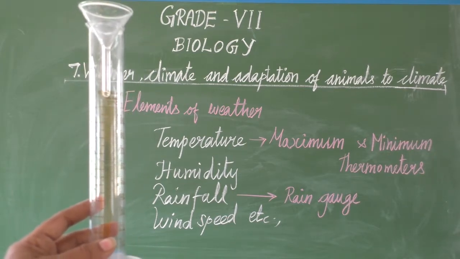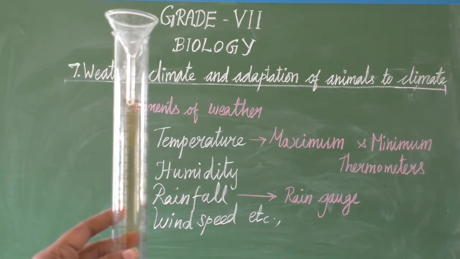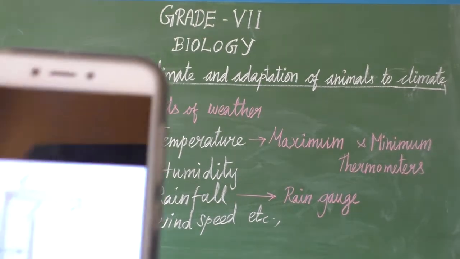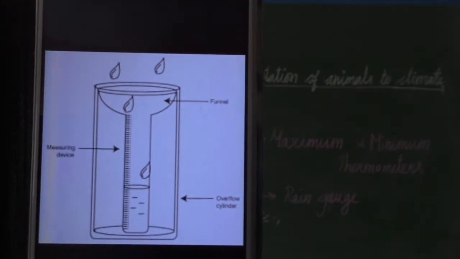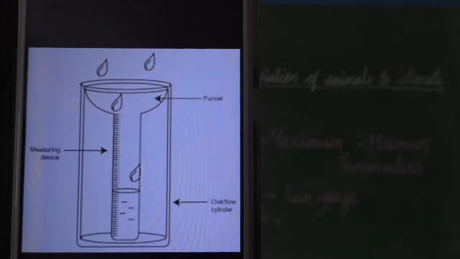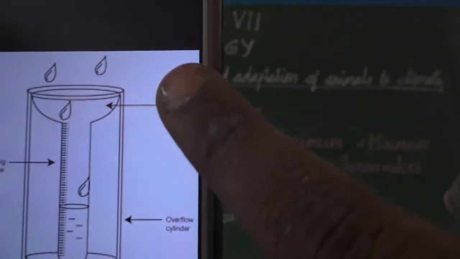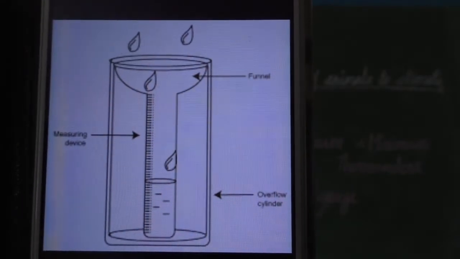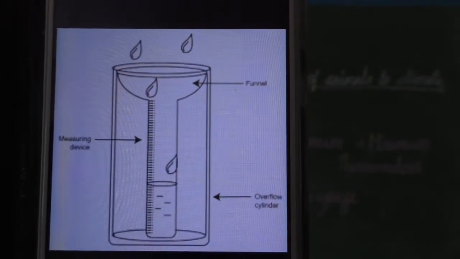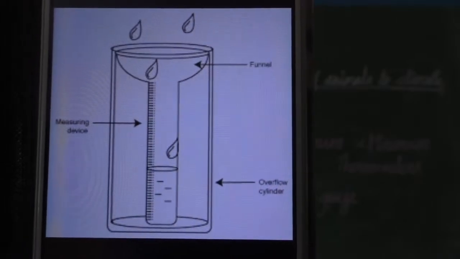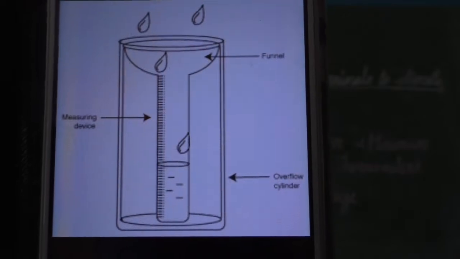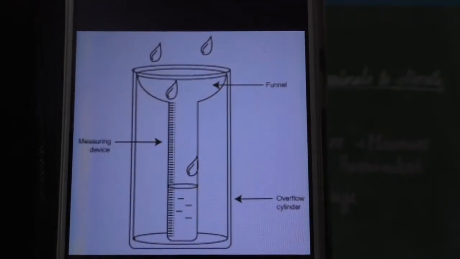Rain gauge, spelled G-A-U-G-E. Why are they keeping the funnel on the top? To collect the rainwater, isn't it? If they don't keep it, the water will splash and scatter away. So in order to avoid that, they keep a funnel on the top. Clear? So it gives an accurate measurement. Rain measurements are always given in millimeters.